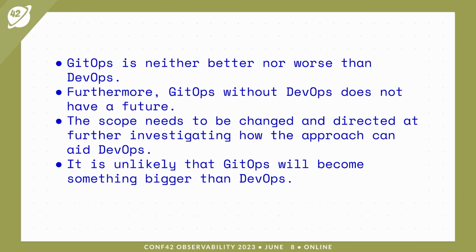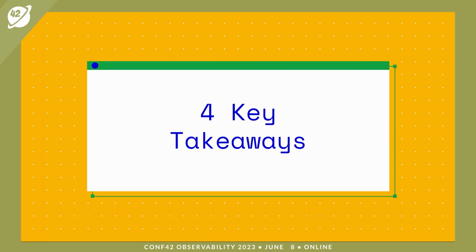The scope needs to be directed at further investigation of how the approach can aid DevOps. DevOps is just a cultural thing, and GitOps is part of that. So it's unlikely that GitOps will become something bigger than DevOps. It complements DevOps, I would like to say.